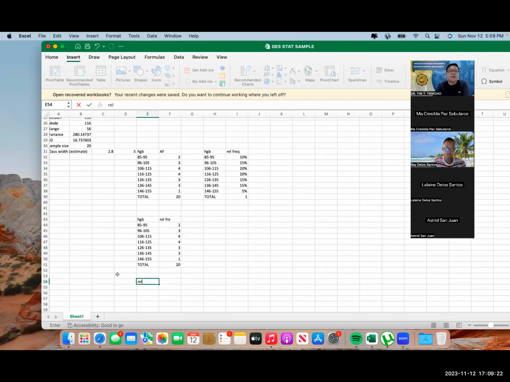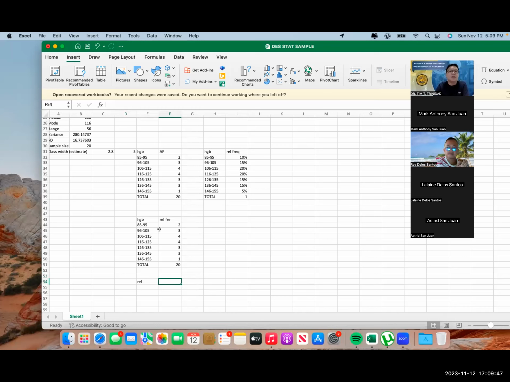Tandaan nyo pa? Let's start with the... kalimutan ko yan. Copy number. Relative frequency is the frequency over the total number. So relative frequency is equivalent to frequency divided by the sample size. Tama?